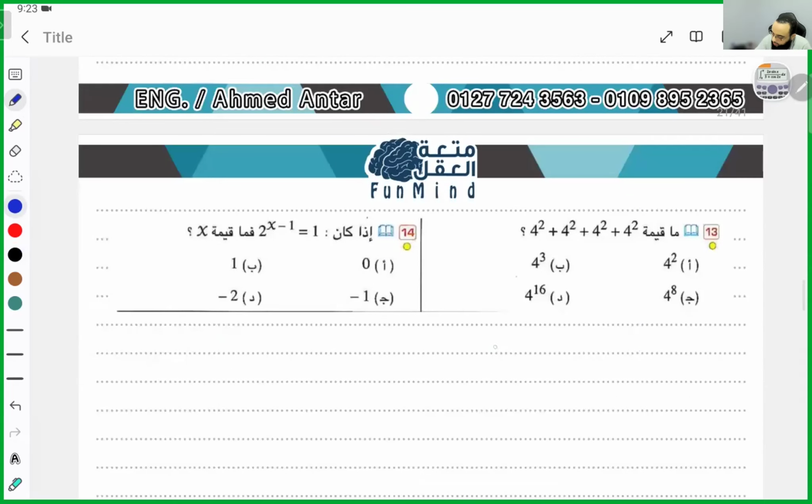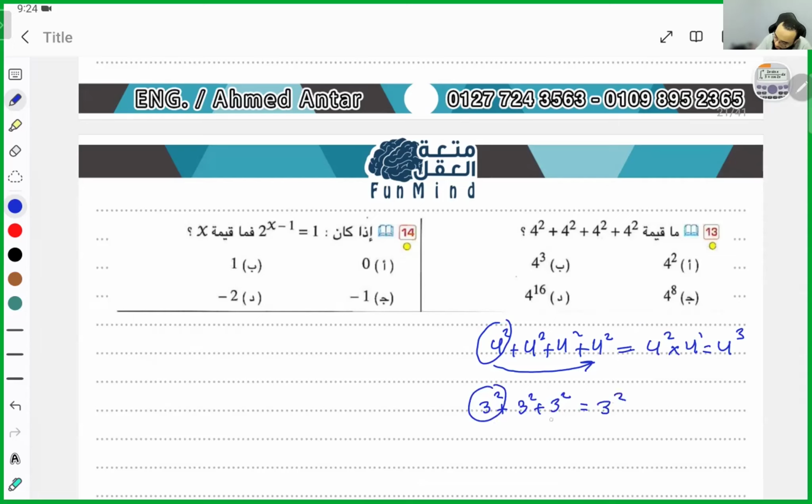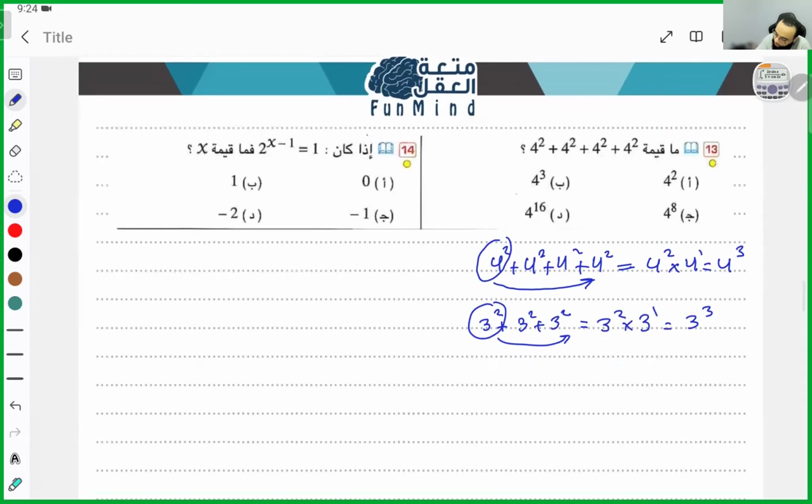Look at this: 4 to the power of 2 plus 4 to the power of 2 plus 4 to the power of 2 plus 4 to the power of 2. I'll take only one of them, which is repeated 4 times, then it's times 4. Then it's 4 to the power of 3. Look: 3 to the power of 2 plus 3 to the power of 2 plus 3 to the power of 2. Take only one and repeat it 3 times, then times 3, so it's 3 to the power of 3. Look: 2 to the power of 2 plus 2 to the power of 2 equals. Take only one and repeat it 2 times, then it's 2 to the power of 3.